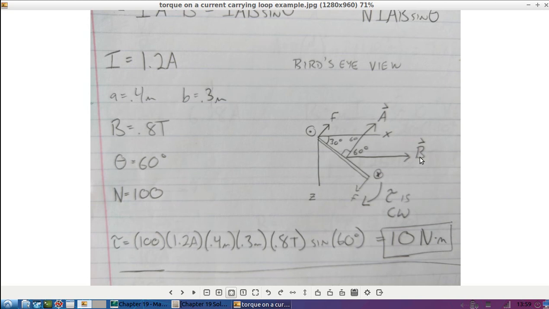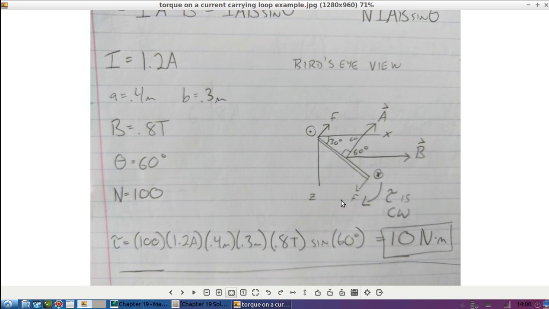Okay, so in order to do this, my thumb is pointing into the page, and my fingers are pointing in the direction of A. If I curl them in the direction of B, then I'm curling them in the clockwise direction. So the direction of the loop's rotation is going to be clockwise as viewed from above. So if I'm looking at this loop from above, I'm going to notice that it rotates clockwise. So I use this formula to calculate the magnitude, and then I use the right hand rule and apply it to A cross B to find the direction of the torque, the direction of the rotation that the loop has.